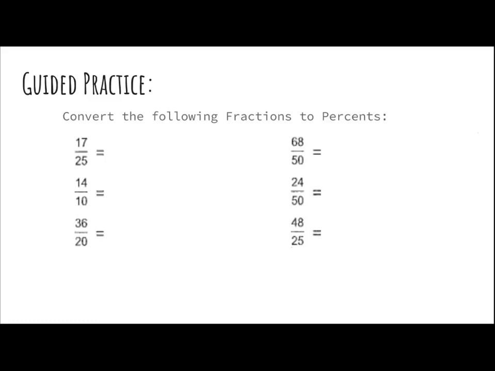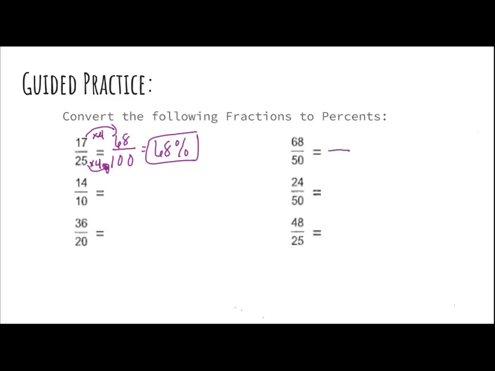Let's look at a few more problems here. I'm going to start off by creating an equivalent fraction that has 100 as the denominator. Then I'm going to ask myself, what times 25 is 100? Well, that would be 4. So that means I also need to multiply 17 times 4. Well, 17 times 4 is 68, so that means that 17 25ths is the same as 68%.